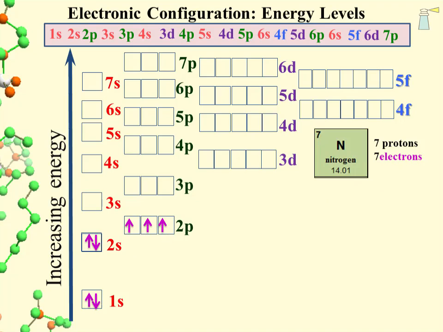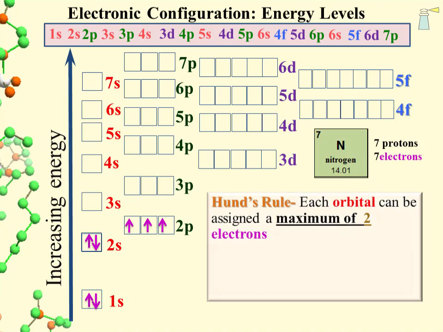There are 2 rules that explain this result. The first is the Pauli exclusion principle. Each orbital can be assigned a maximum of 2 electrons. Each box can hold 2 electrons. More specifically, the electrons must be of opposite spin, plus 1/2, minus 1/2. It's called paired spin. That is why some of the arrows, electrons, are pointing up, plus 1/2 spin, and some are pointing down, minus 1/2 spin.